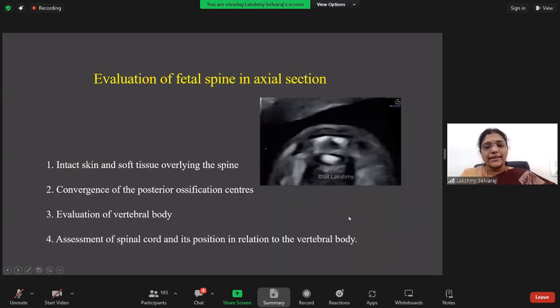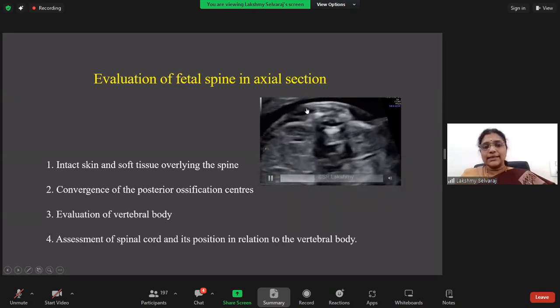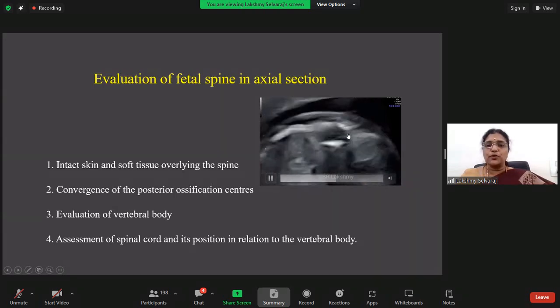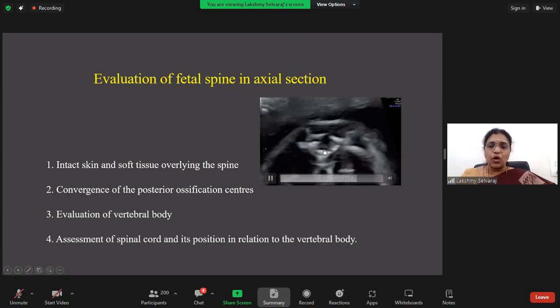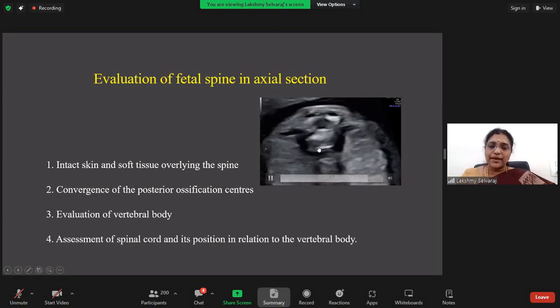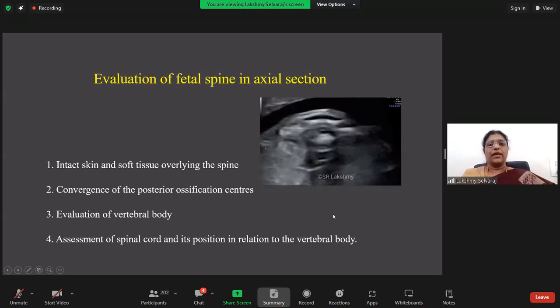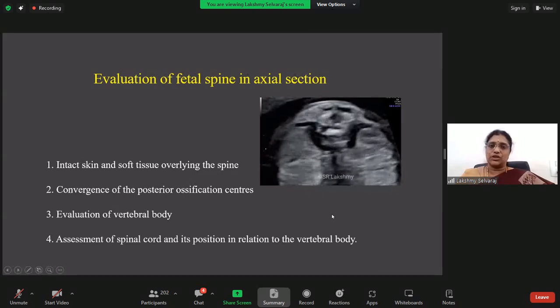Now, the spine in axial section, what are the 4 points to look at? Intact skin and soft tissue overlying the spine, convergence of the posterior ossification centers, evaluation of the vertebral body, assessment of the spinal cord, and the cord position in relation to the vertebral body. These are the 4 points we would evaluate in the axial section.